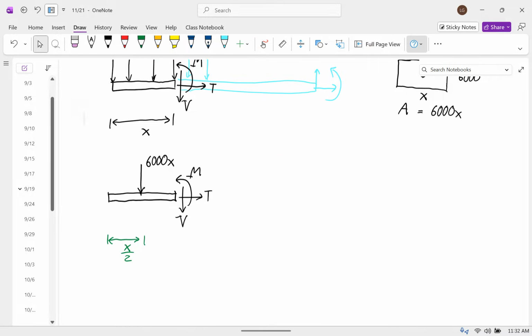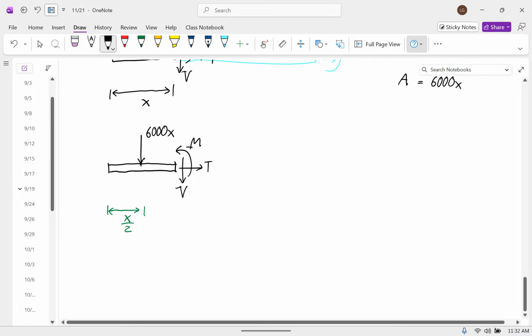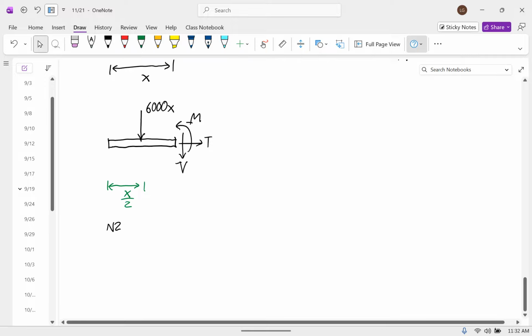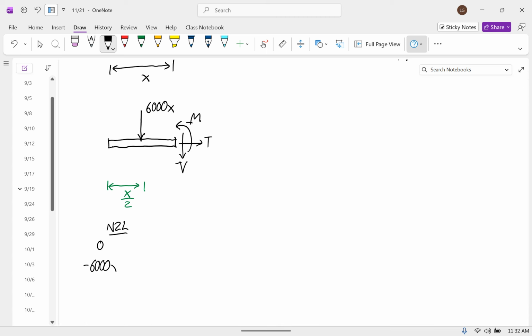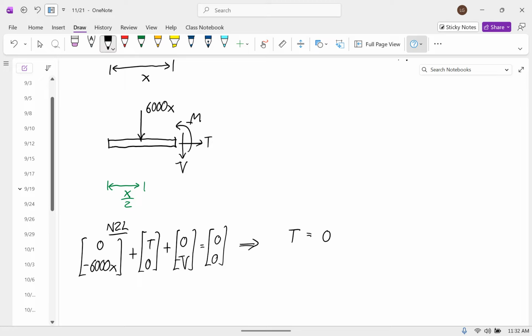Okay, so instead of doing the table, I'm going to jump right into Newton's laws. So Newton's second law says 0, negative 6,000x plus T, 0, plus 0, negative V is equal to zeros. So T is 0 and V is negative 6,000x.